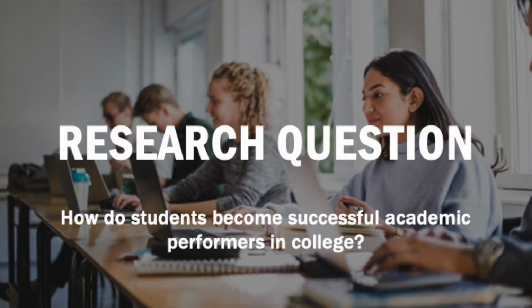So what does this mean for you and your project? At this point, remember that your research question is, how do students become successful academic performers in college? You've already located some college graduates to use as participants in your study, and you created a survey or questionnaire or interview with questions to determine what these graduates did to become successful academic performers in college. You've administered the survey or questionnaire or completed the interview, and you have your responses. So now you're ready to do your results section.